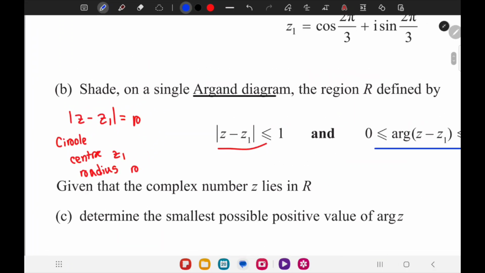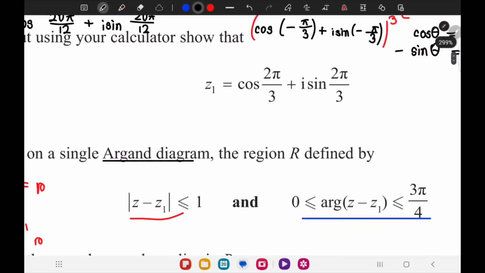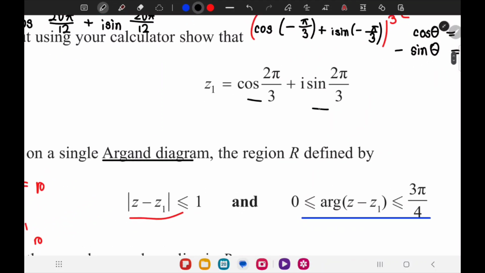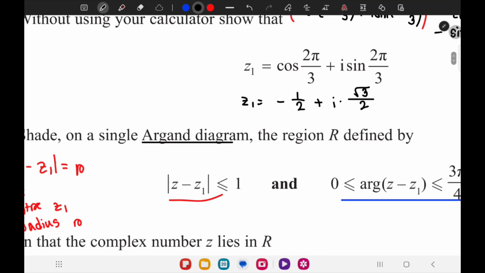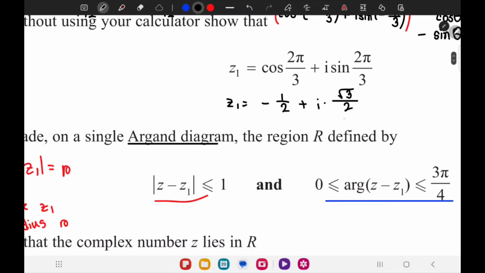Now in this case, z1 is this value over here. If I want to find the center of the circle, I can just convert this into a + bi form. So z1 is cos 2π/3, which is minus half, plus i sin 2π/3. Sin 2π/3 is root 3 by 2. So this will be a circle with center at (-1/2, √3/2).